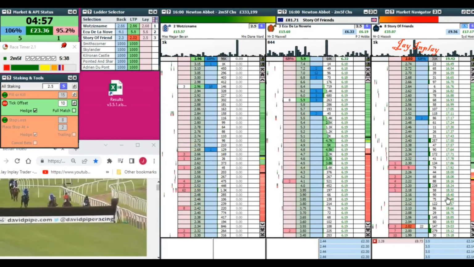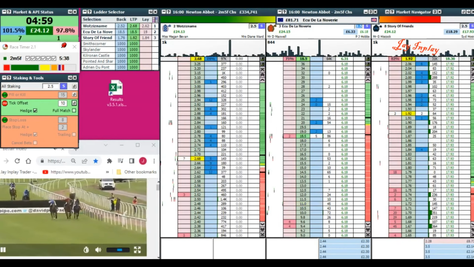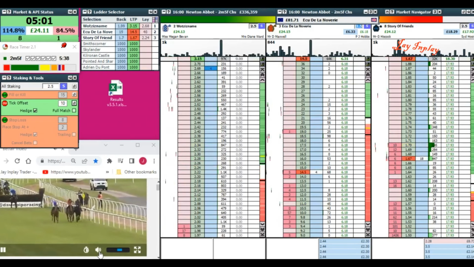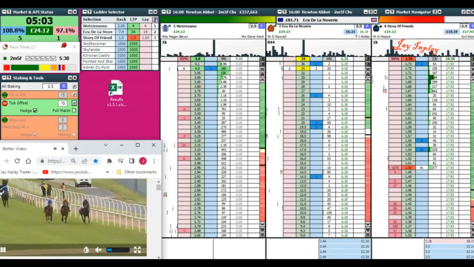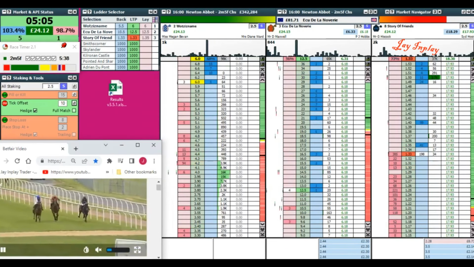Here's the second last. Akudala Novry. And there you go, Story of Friends on the inner, trying to get through on. That's how good the Racetimer is. This is how the Racetimer makes me money.